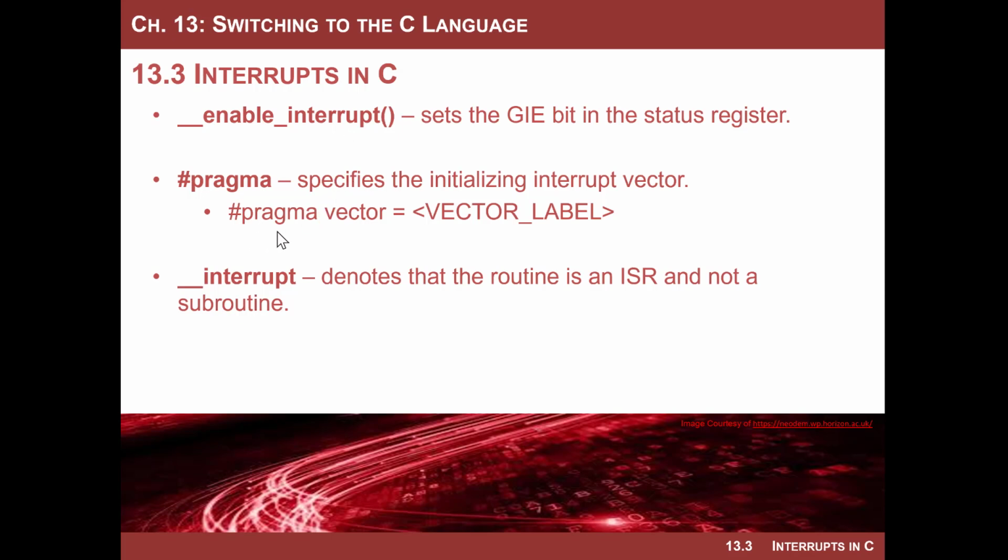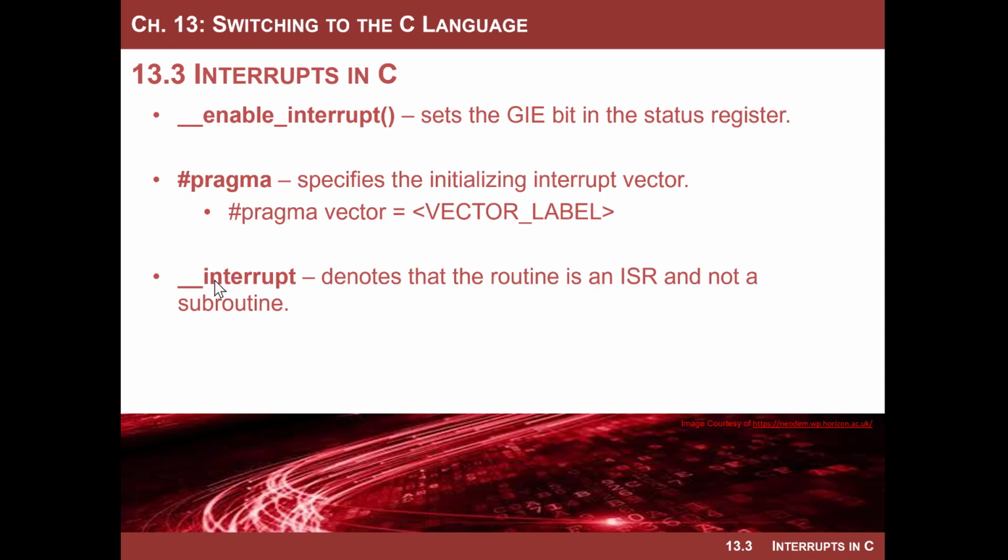Then when it comes down to writing the interrupt service routine and initializing a vector table, there are two pieces of syntax which are supported in this version of CCS for this microcontroller. One of them is called #pragma. What this does is it specifies the interrupt vector. The way that this works is whatever routine comes right after this pragma is going to be the address of the start of the routine. So you say pragma vector, and then you have a vector label. This is where we provide which interrupt we are actually writing a service routine for.